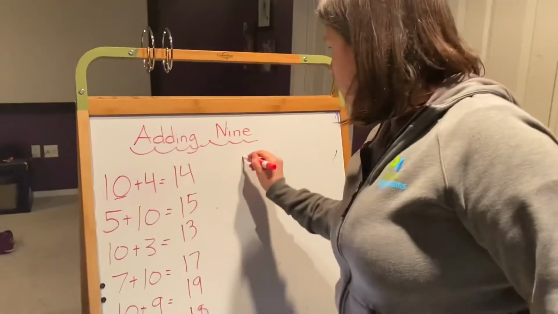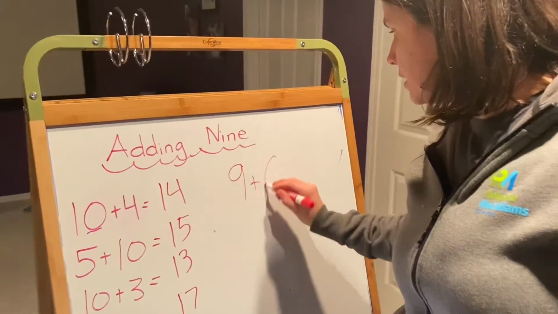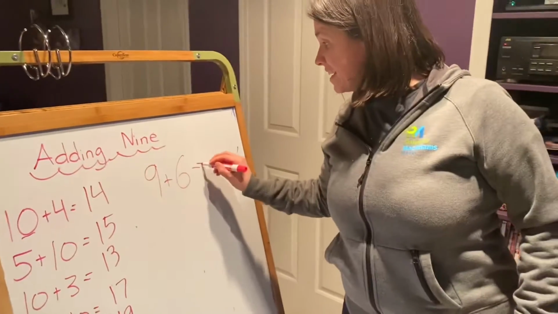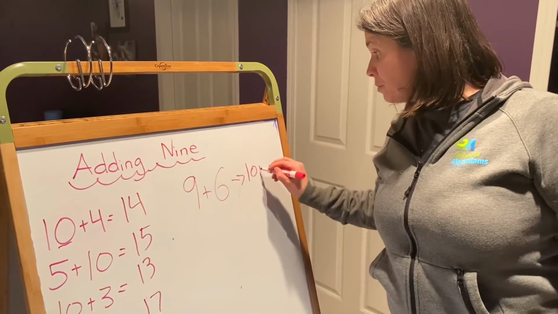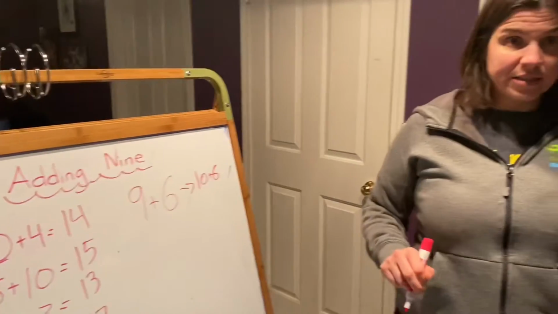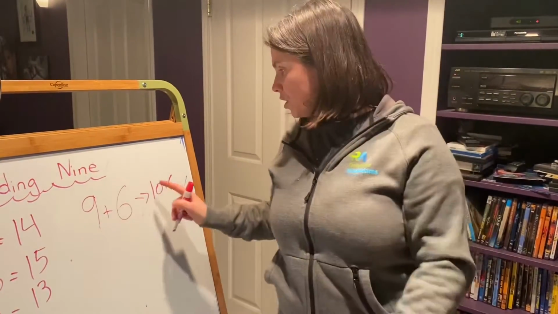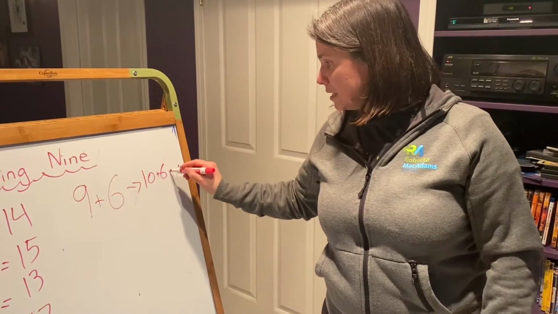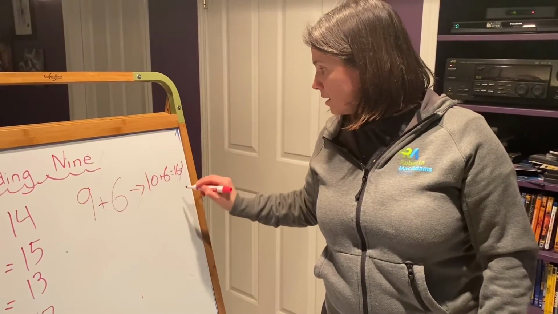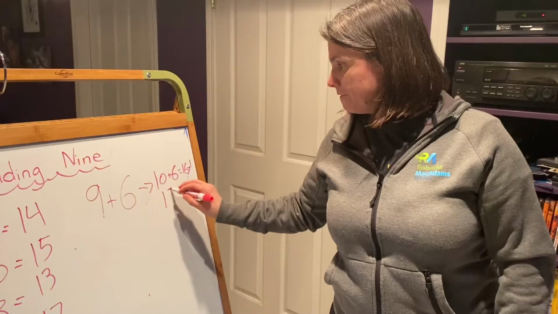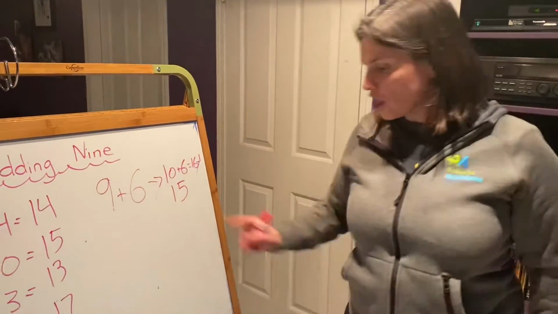So here, if we were to add 9 plus 6, what I'm going to be thinking is actually 10 plus 6 is 16, but I'm not adding 10, I'm adding 9. So I'm going to then take 1 away, so 16 minus 1 is going to equal 15.